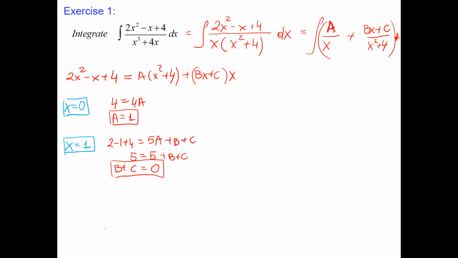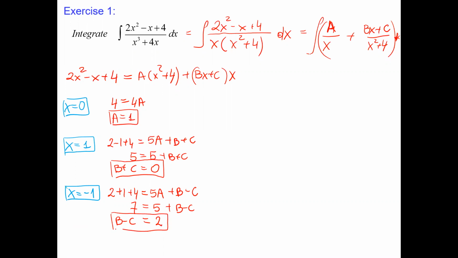Let's create another equation. Let's substitute -1. -1 squared is +1, so we will have 2 plus 1 plus 4. -1 squared is again 1, plus 4 is 5a. Negative times negative b will be positive b, and -1 times c will give me -c. This one is 7 plus 5 times 1, because a is 1, and b minus c. So b minus c equals 2.